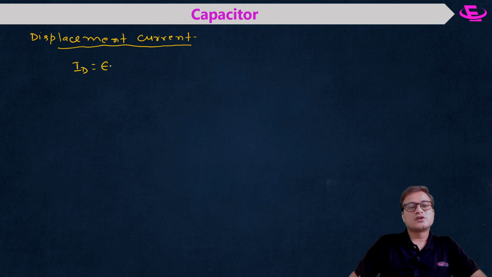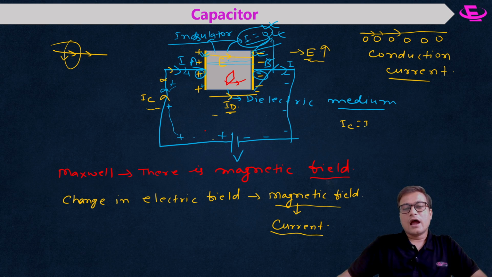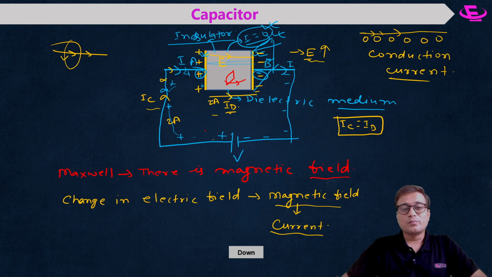For the expression he derived, he wrote Id equal to epsilon, that is permittivity of the medium, into d phi e upon dt. He told this is displacement current, and since this is conduction current, its value is IC, and here it is displacement current, its value is ID. So IC must be equal to ID. So he proved that one, and he is saying that IC is equal to ID. If the current is 2 ampere here, then here also this current will be 2 ampere according to Maxwell.